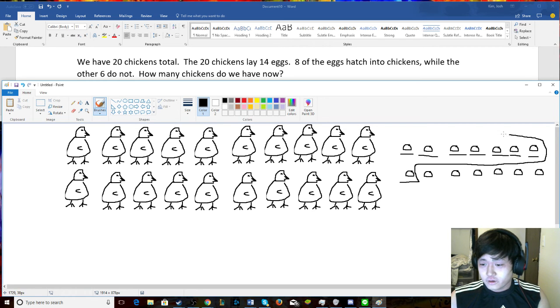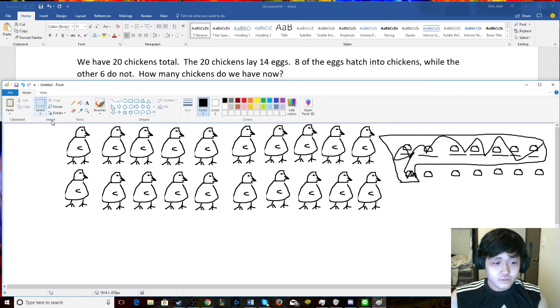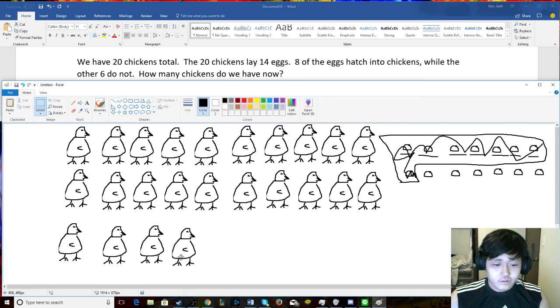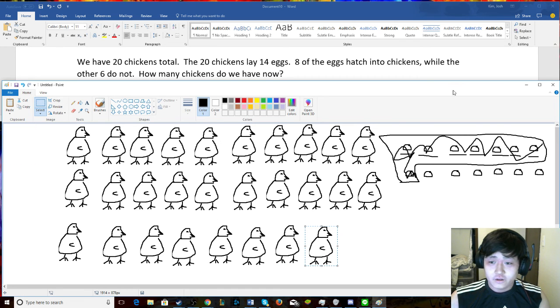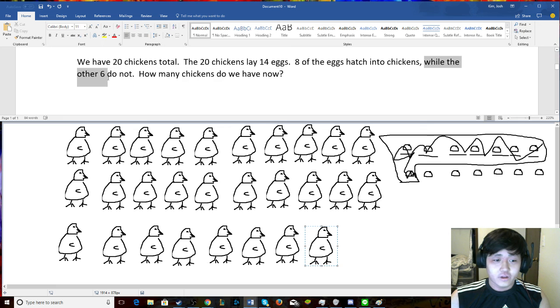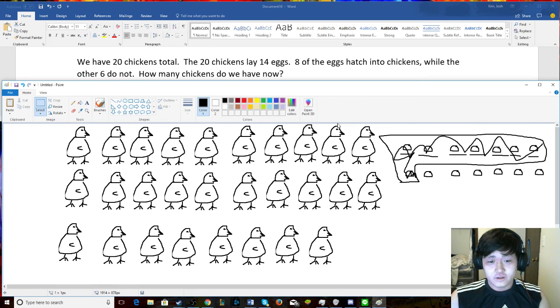So these 8 eggs are no longer going to be in the egg section, so we can just cross these out, and then we make 8 chickens instead from those eggs. So now we have 1, 2, 3, 4, 5, 6, 7, 8 more chickens, and we don't have those 8 eggs. Now, the next statement is, while the other 6 do not. So all this says to us is that these eggs stay eggs.